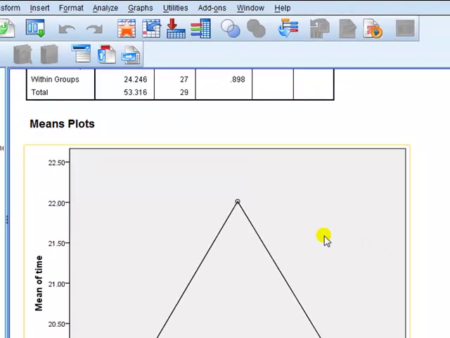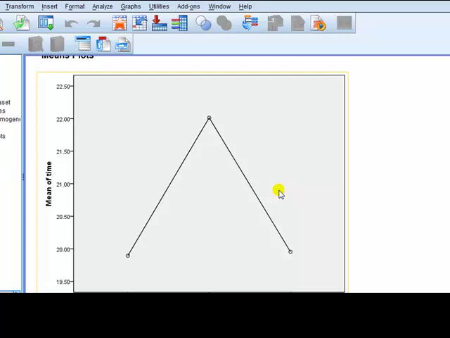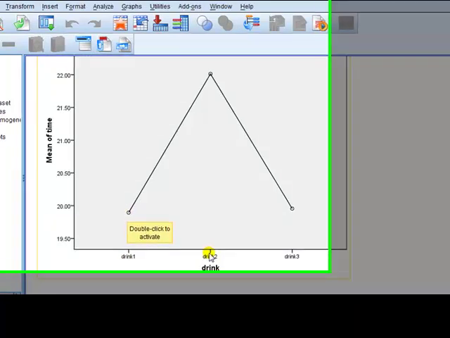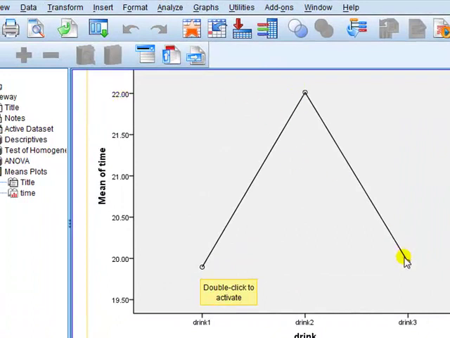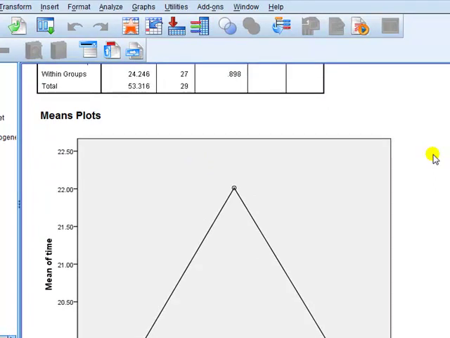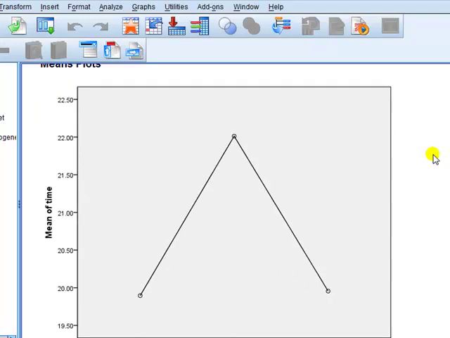Now, the means plot doesn't show us anything that the box plot didn't show us. We've got drink one, the mean came out close to 20, recall, the mean for drink two came close to 22, and the mean for drink three came close to 20 as well. So all this is doing is dot, dot, dot, and joining them to show you that. There's no need to join them really, you can just see from the dots that they are different. And what this test is saying is that there is evidence of a difference. So that's it.